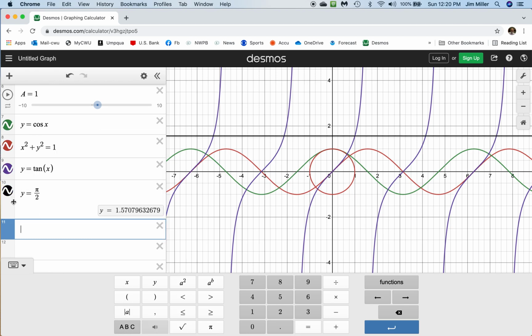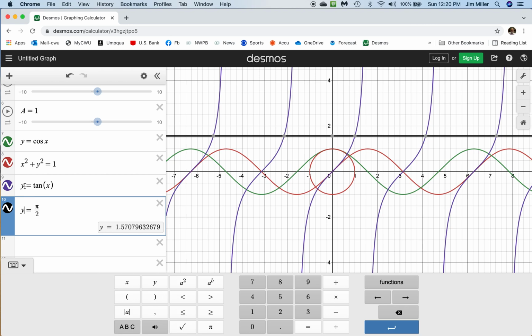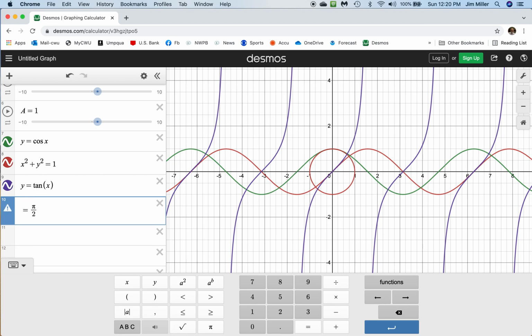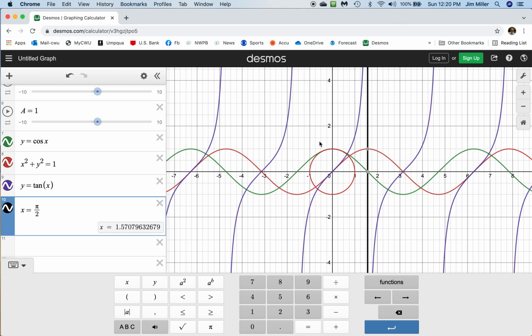And did it draw it? It's in black. Oop, that's y equals. I want x equals. X equals a vertical line. There's the vertical tangent. Okay? Now, if you stretch or shrink them, that'll cause some things. So now let's turn, that's the tangent curve.